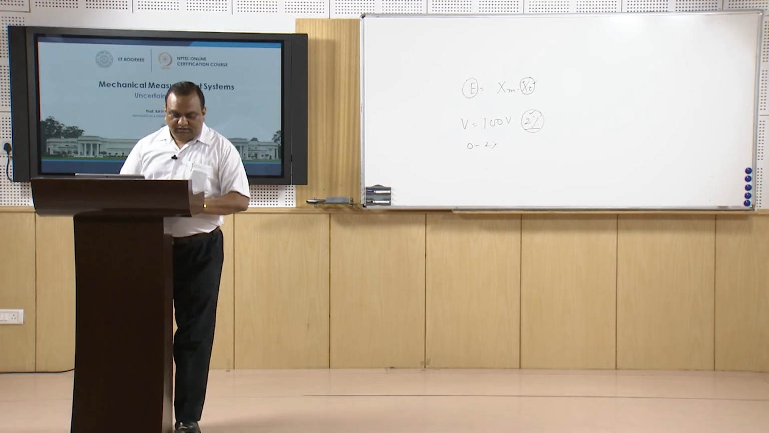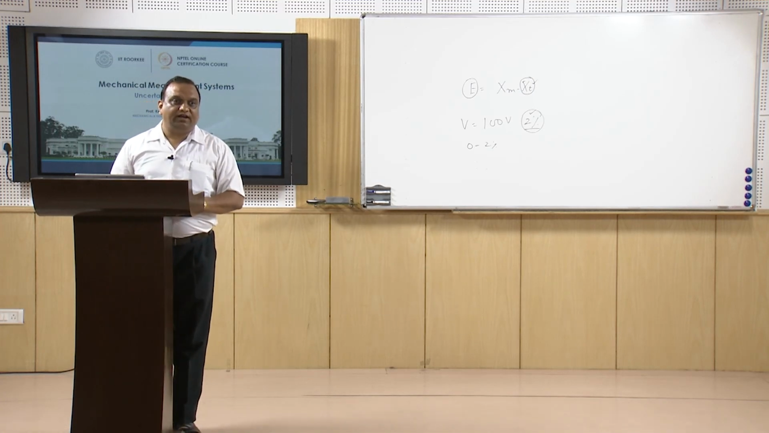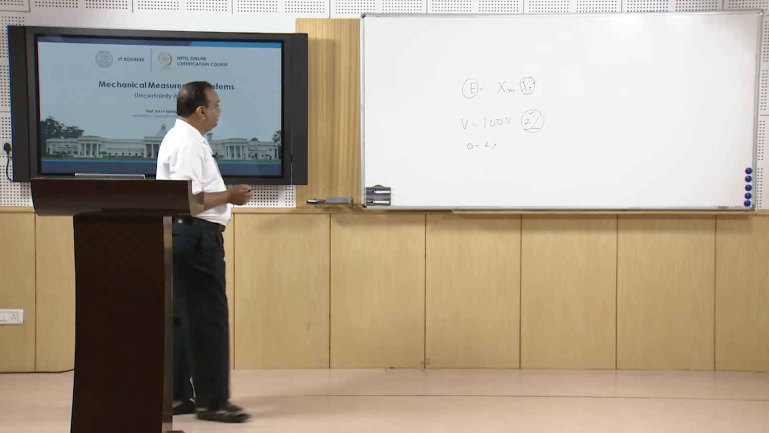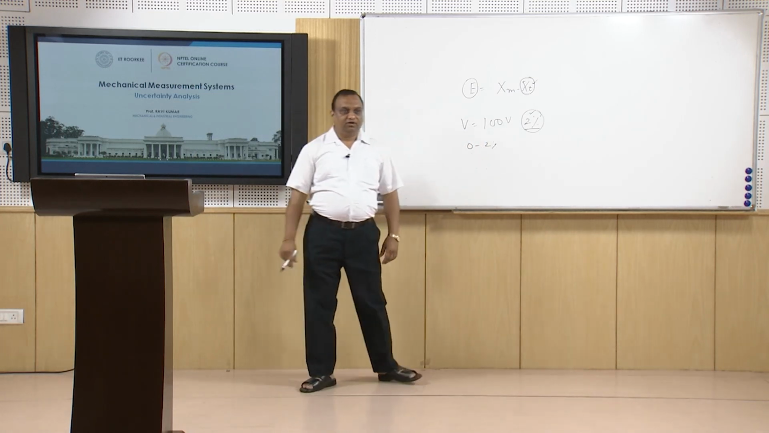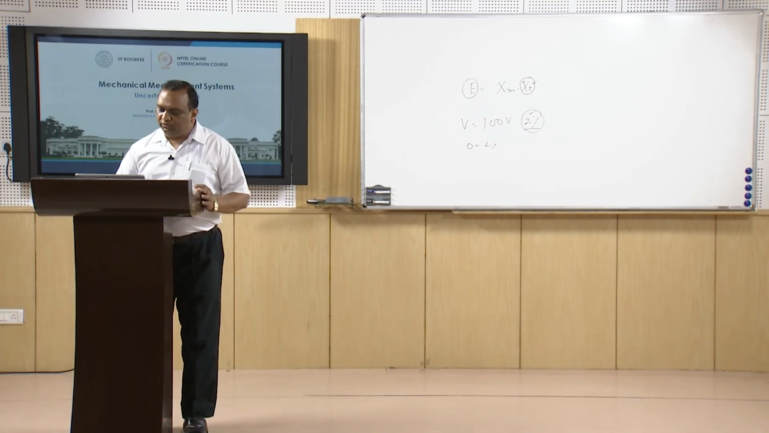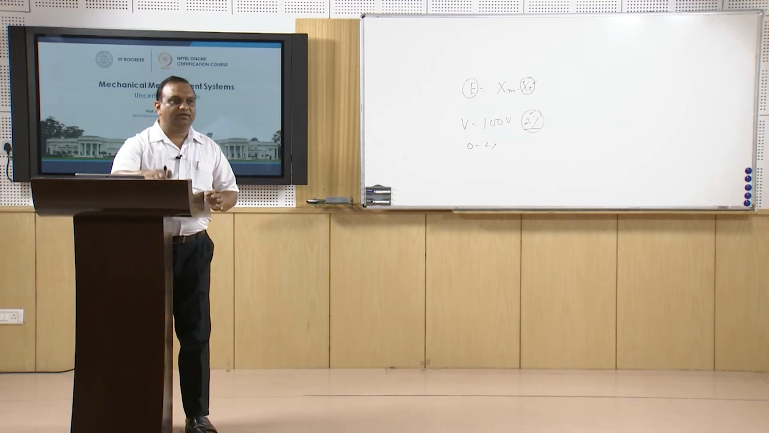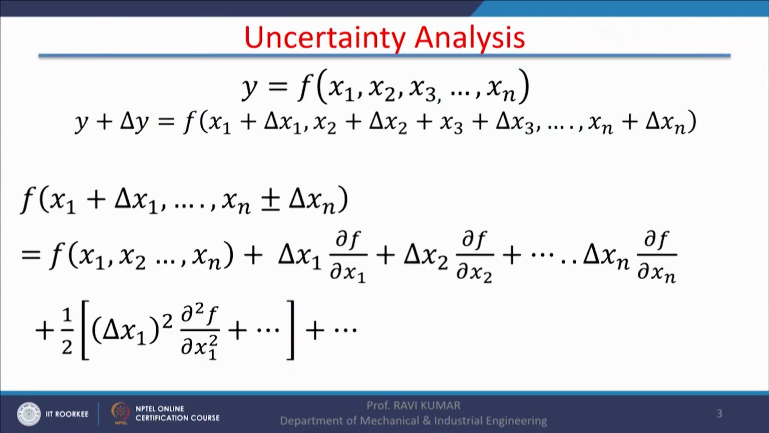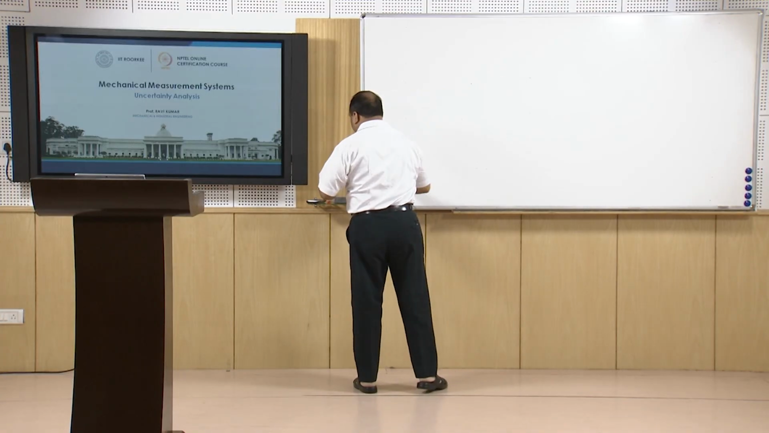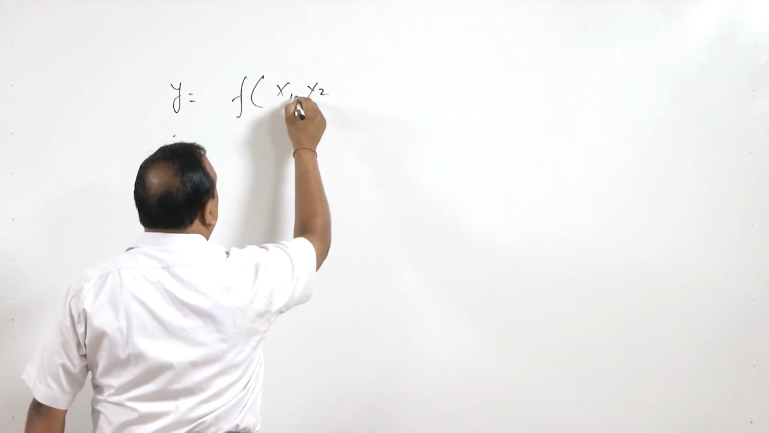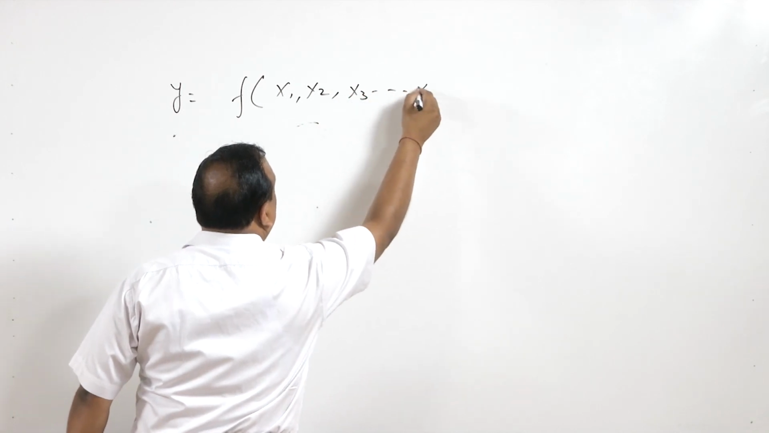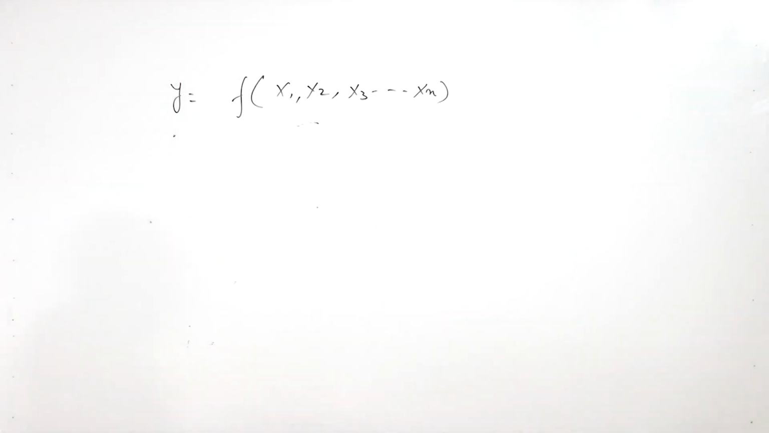So the uncertainty analysis assigns credible limits to the accuracy of the reported value. When we report any value, it provides the credible limit to the reported value. And when we want to do the uncertainty analysis, a little mathematics is involved. Suppose there is a function y of x1, x2, x3 and xn, right? I will give you an example.